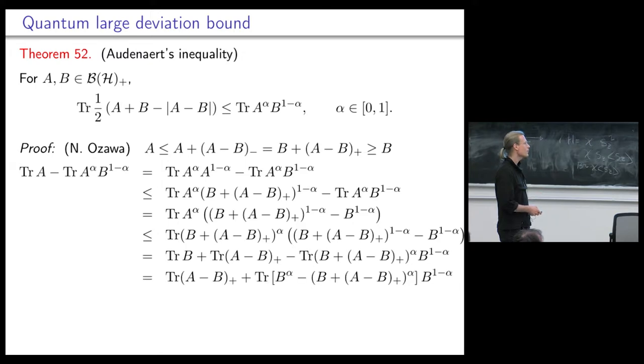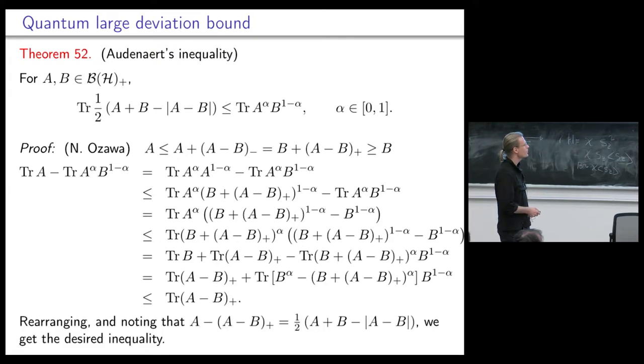Okay, I rewrite again. And in this step, I just expand. Again, nothing happens. And here again, I use that this operator is larger than B, and the power function is operator monotone, so this is a positive semi-definite operator. This whole thing is positive. It's the other way around. This is negative semi-definite because this is larger, and therefore this is upper bounded by this quantity. So what I get is that trace A minus this expression is upper bounded by trace A to the power alpha B to the power 1 minus alpha. And this here is nothing else but this operator. This is a trivial calculation.